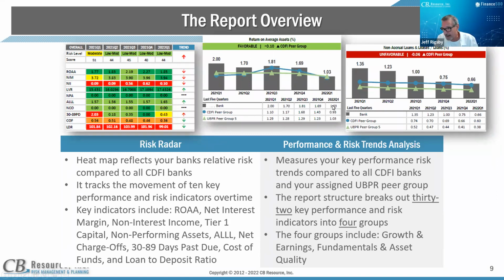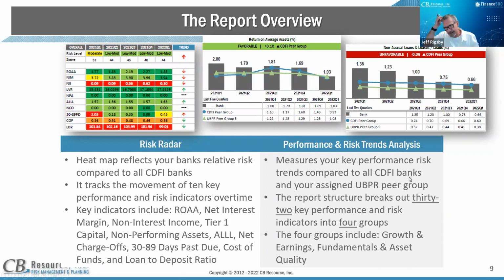So you can see the bank's trend line. You can see the CDFI peer group trend line. But now you're also seeing your UBPR group, which gives you that broader strategic context, right? So quite a bit of information per chart. Your trend, the CDFI peer group trend, your UBPR peer group trend, and whether it's a favorable or unfavorable variance. Now, the thing to point out there is it's favorable if you're above the average. It's unfavorable, sorry for the term, if you're below the average. So you can see in this example on non-accrual loans, this bank is running higher than both the CDFI and UBPR peer group averages, thereby rendering a red indicator.